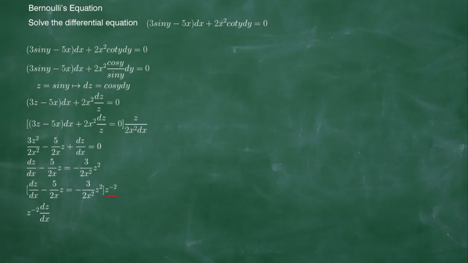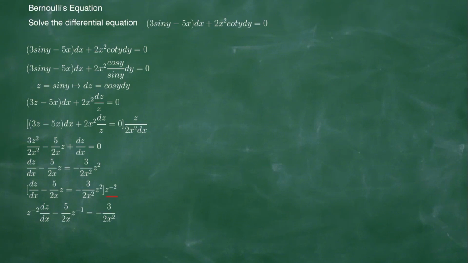So we have for the first term z⁻² times dz/dx. The second term now becomes 5 over 2x times z times z⁻², which is z raised to the power of 1 − 2, giving z⁻¹. On the right side of the equation, z² will just cancel out, and we have minus 3 over 2x².